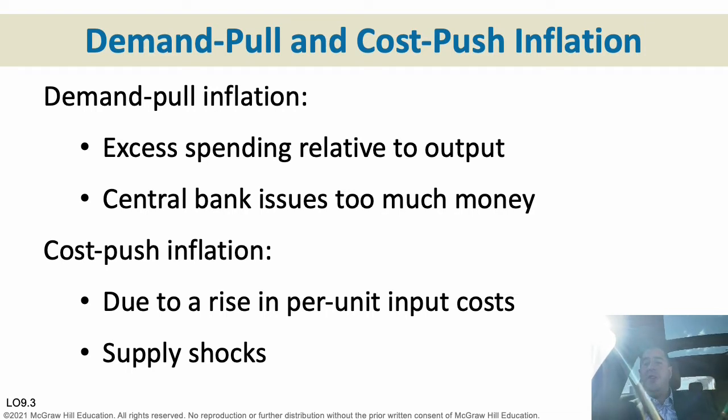Cost-push inflation occurs as prices rise because of the rise in per unit cost of production. Labor is more expensive, harder to get people to go back to work. So in this environment, at least in the last 18 months, we've also had cost-push inflation. In cost-push inflation, prices rise, output falls. So you have falling output along with increased demand.